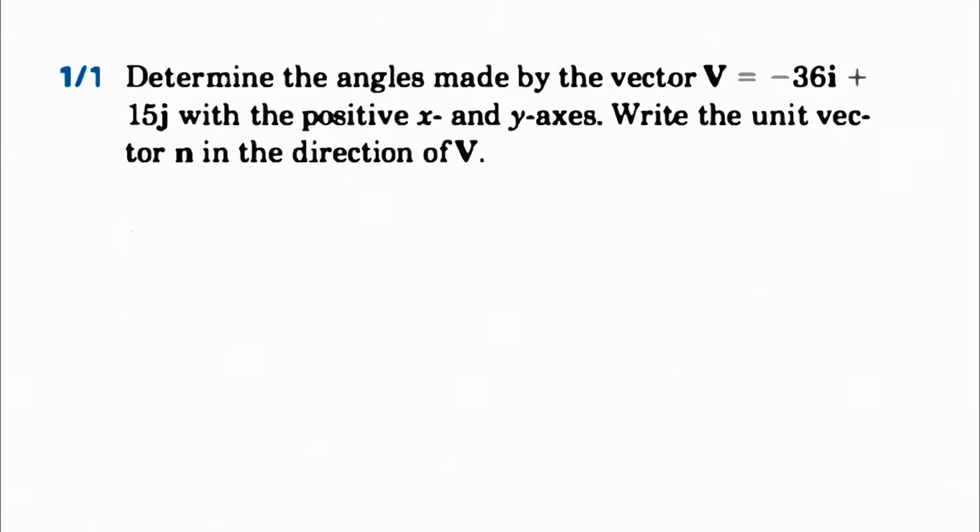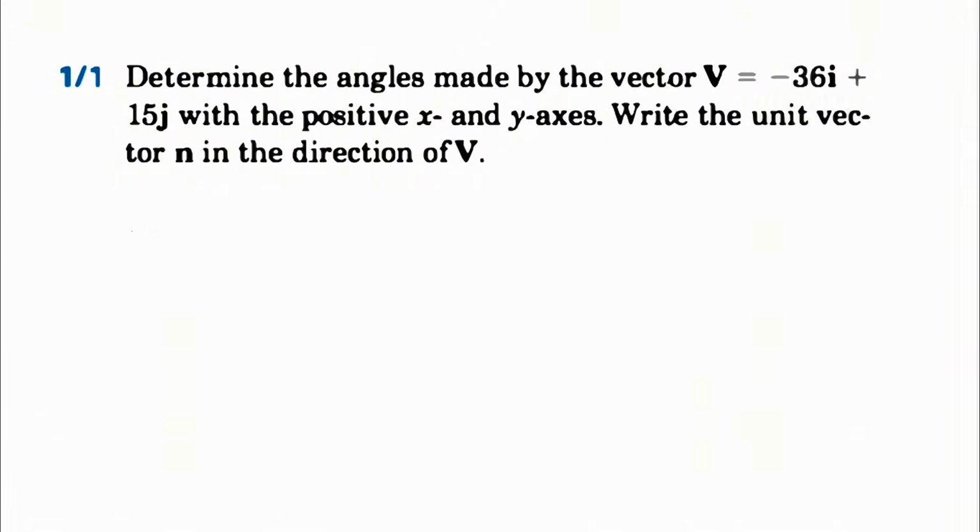Okay, so welcome back. We're going to be solving another question from the first chapter of the engineering mechanics textbook by Meriam, and in this one, we need to determine the angles made by the vector v, which has x and y components, with the positive x and y axes, and we need to write the unit vector n in the direction of the v.